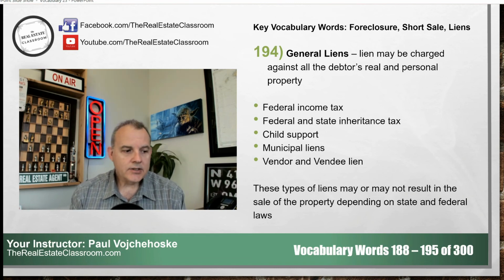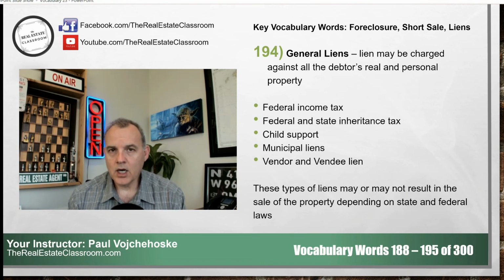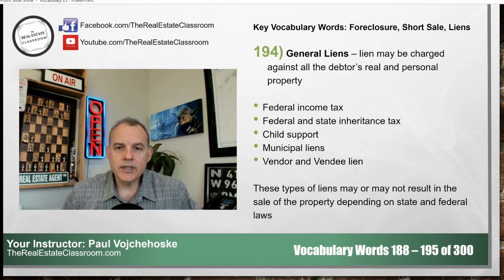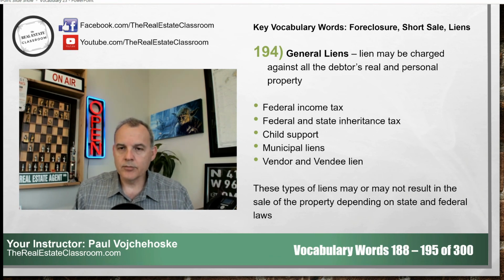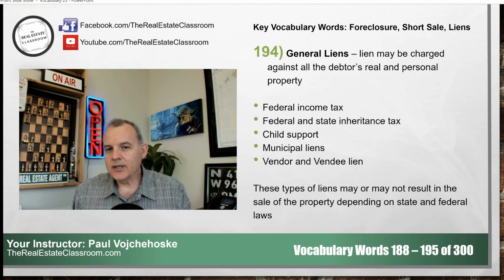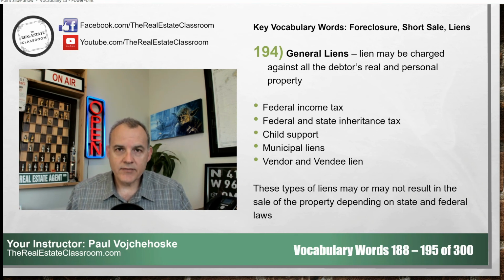These types of liens may or may not result in the sale of the property. That depends on specific state and federal laws. All right, so that is a general lien. Just remember, general liens are broad. They affect the person and also the specific real or personal property. Think about this. Typically, if you owe federal income tax, for example, they're going to place liens against everything that person owns and can actually garnish wages.